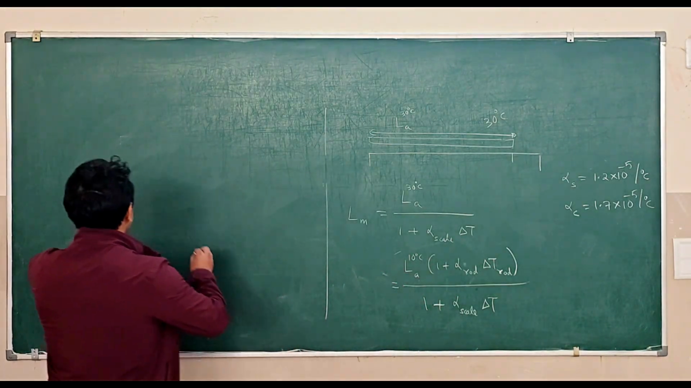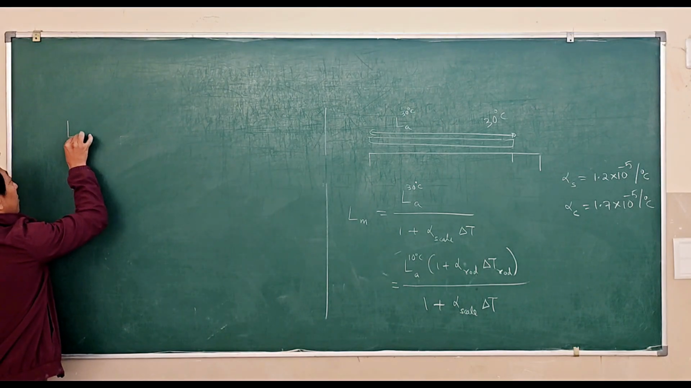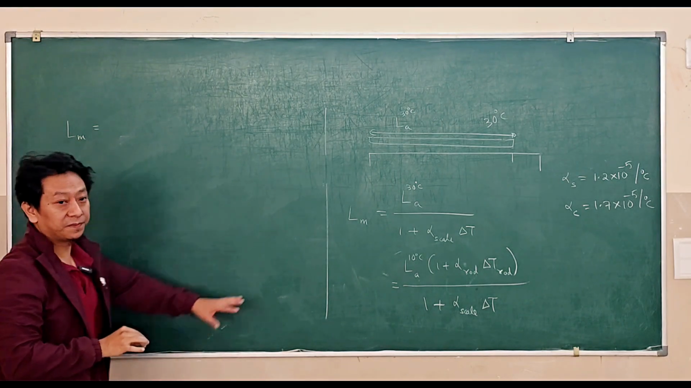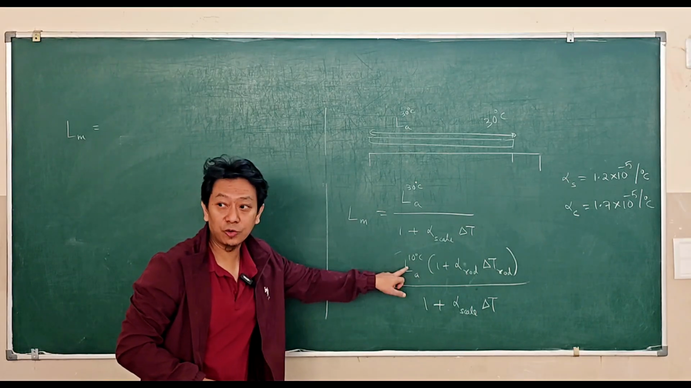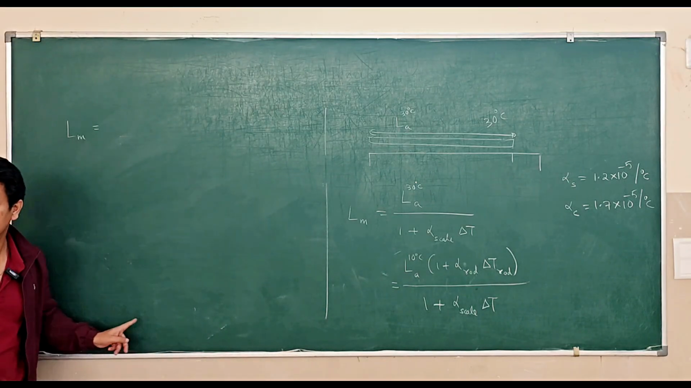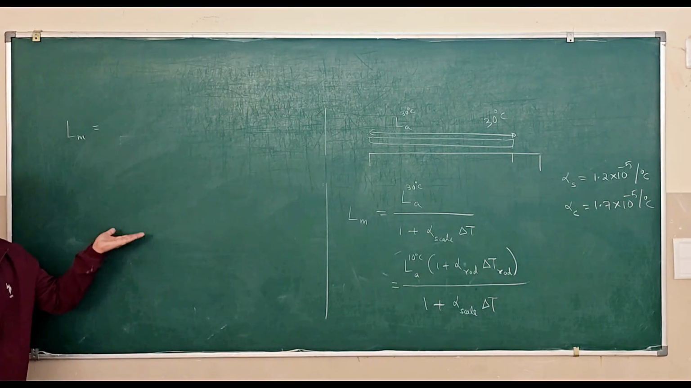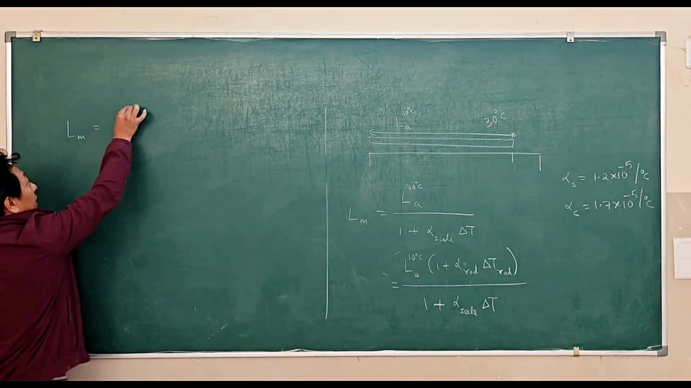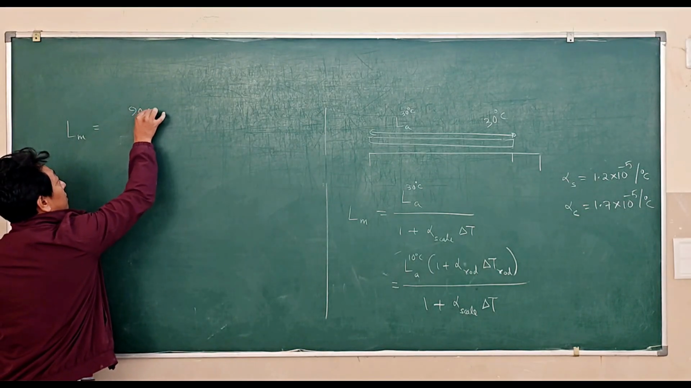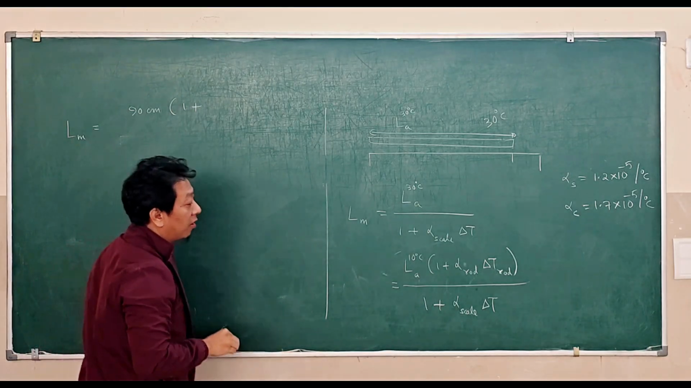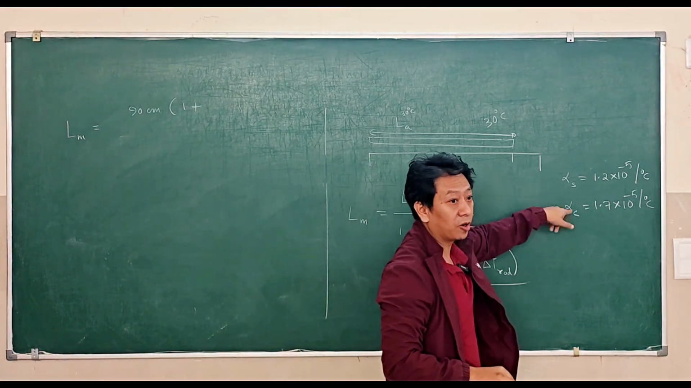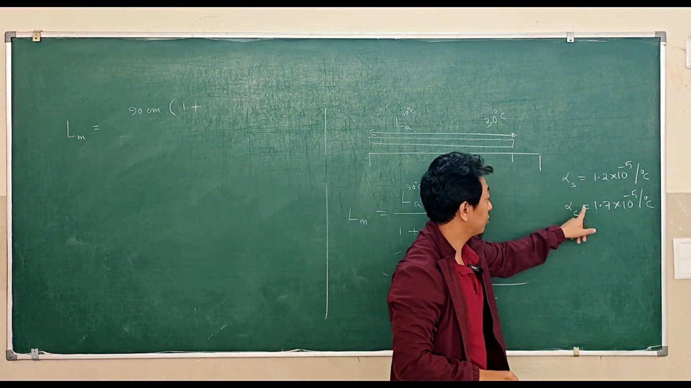So let's see. L measured at 30 degree. What is the measured length at 30 degree? It is equal to the actual length at 10 degree we found. That was same as measured length because that was calibration temperature. 90 centimeter. Now here what do we have? 1 plus alpha of rod, you tell. Rod is copper or steel? Copper. So how much?